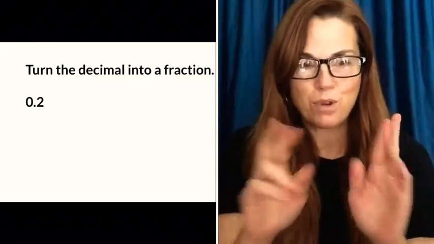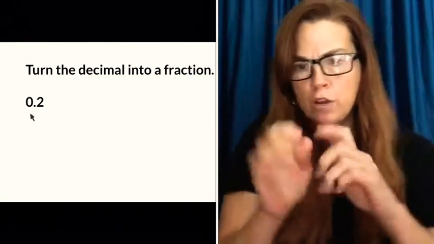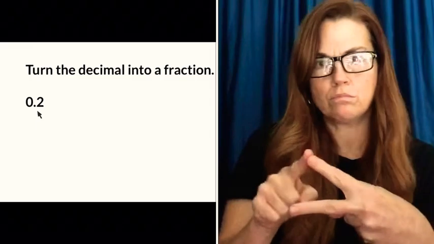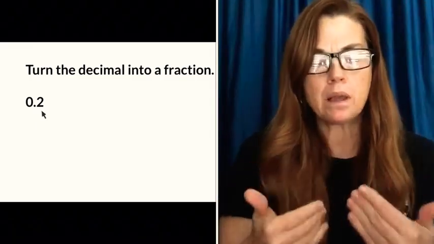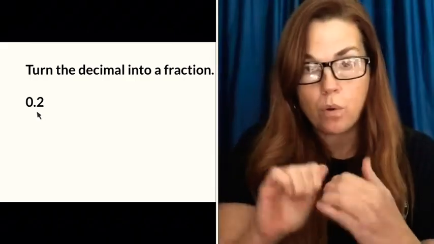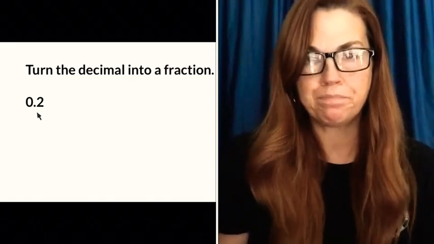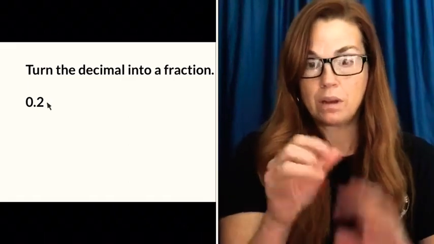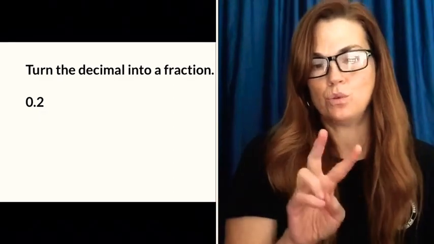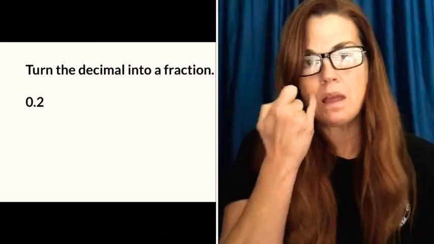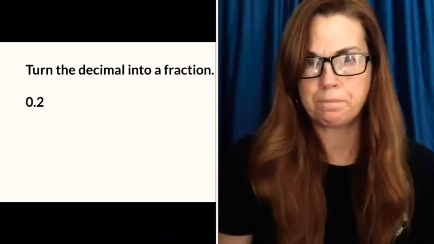Okay, so to turn a decimal into a fraction, there's two ways. One, if you know how to properly say this decimal, then it should be easy to turn it into a fraction. But if you don't know how to properly say this decimal, then I'm going to show you a quick and easy way to figure out how to turn it into a fraction. So the proper way to say this is not 0.2, it's 2/10. Now, if you can't remember how to say it as a decimal, then here's a quick and easy way to convert this decimal to a fraction.